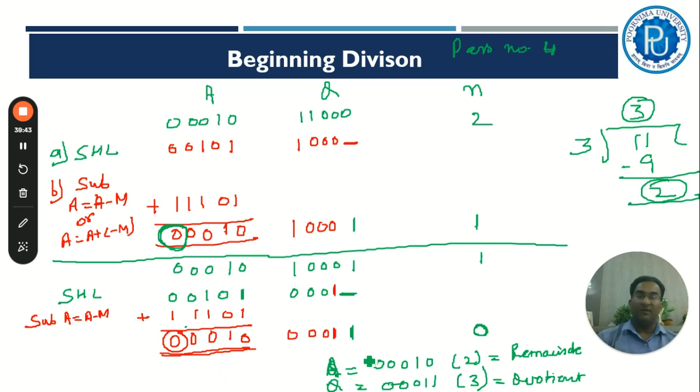The remainder and quotient are held by the accumulator and the Q register. So in the last step, we got the accumulator to be 2 and the Q register to be 3, which are the remainder and the quotient of the division process there.